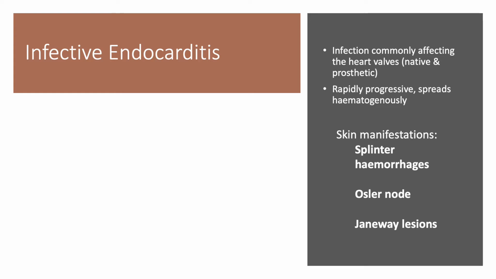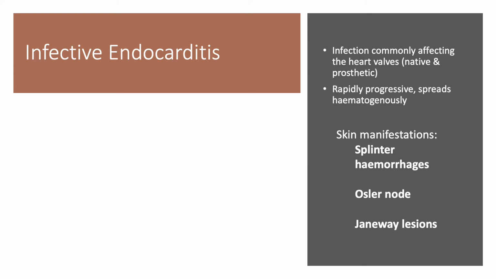So, we're going to start with infective endocarditis. It's an infection that commonly affects the valves of the heart, either native or prosthetic valves. It's a rapidly progressive condition and it spreads hematogenously, so it's really important to be able to pick it up quite quickly and start treatment, as it could lead to death in a matter of weeks.